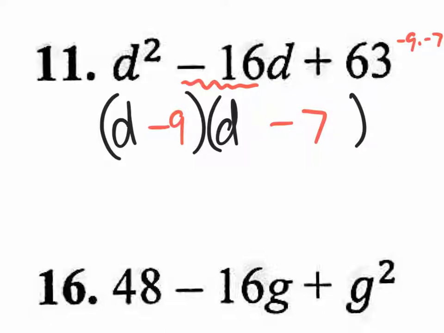Again, if you don't see it right off the bat, get a calculator and start making your list. Like 1 times 63, like 2 times something, it doesn't work. Like 3 times 21, and so on, until you get to the correct pair of numbers that combines together to give you the middle value b.